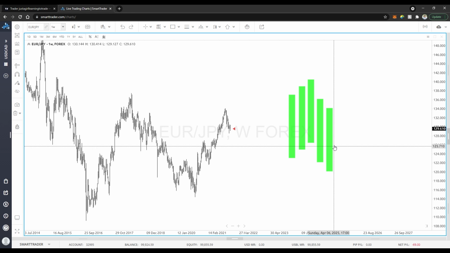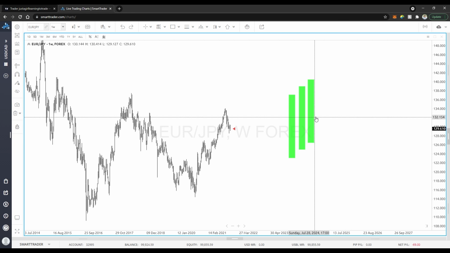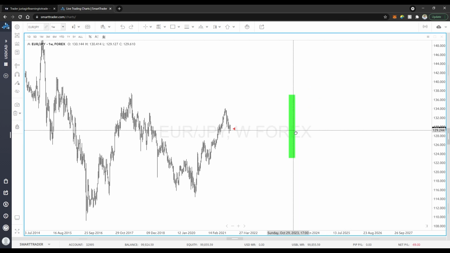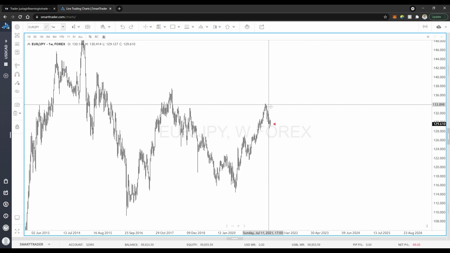Now, it won't always be perfect. You see how this is lopsided, but technically it's still a swing high. So it's not going to look the same every single time. But let's go through. I'm starting off on the weekly. That gives me enough information. I see a swing high. I wonder if you see it too. I see it right here.